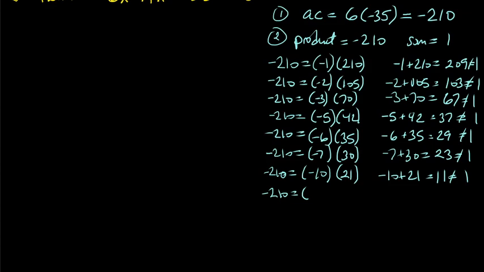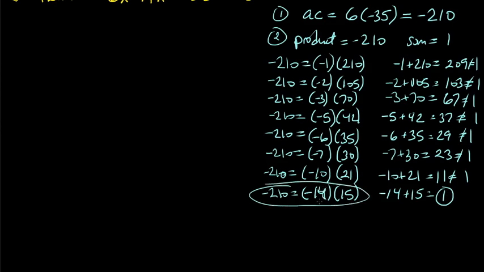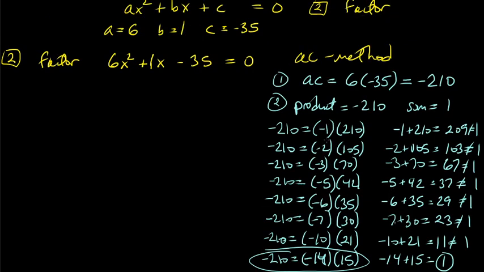What about 14? Yep, so negative 210 divided by negative 14 is positive 15. And negative 14 plus 15 is 1. So those are our two numbers. Again, maybe for some of you that was obvious, but I didn't see it right away. So the two numbers are negative 14 and 15. So remember what that means. In step 3, we're going to split up the 1x as negative 14x plus 15x, and then factor by grouping.